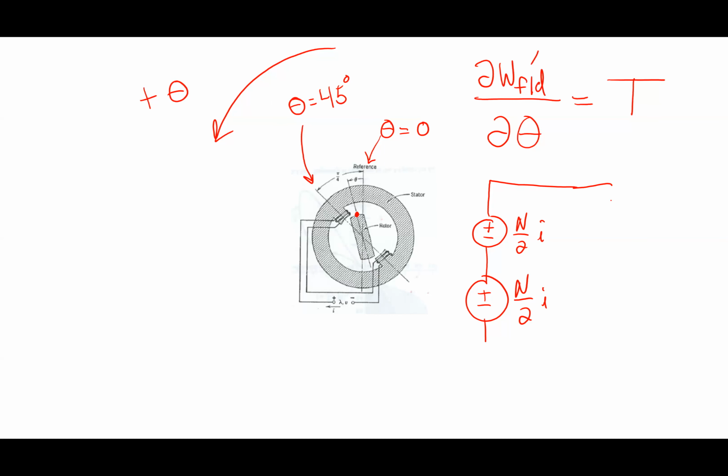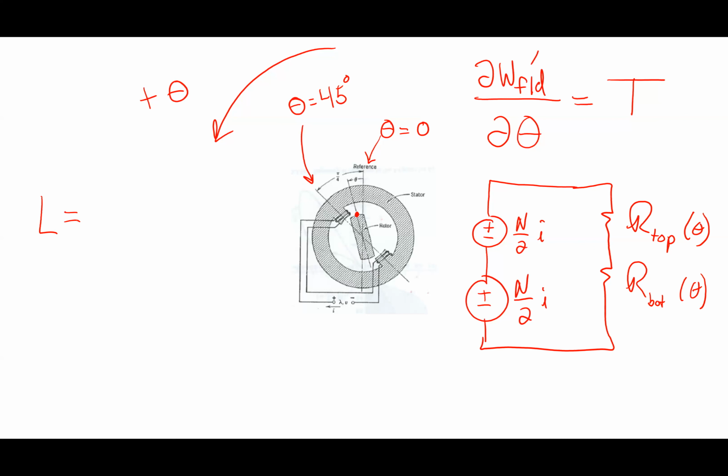And those reluctances are both a function of angle, right? Reluctance top as a function of angle, and reluctance bottom as a function of angle. What I ask you to do is to think through where those reluctances are minimized and maximized, and how that relates to the inductance. How does L relate to the reluctance? N squared over the reluctance. So where the reluctance is minimum, the inductance is maximum, all that kind of stuff, right?